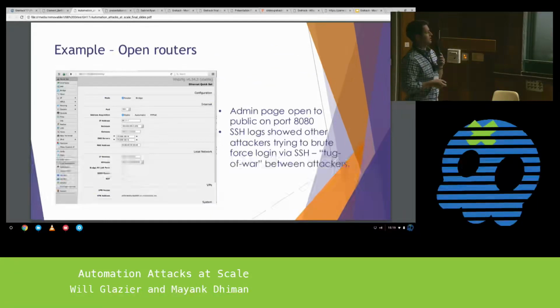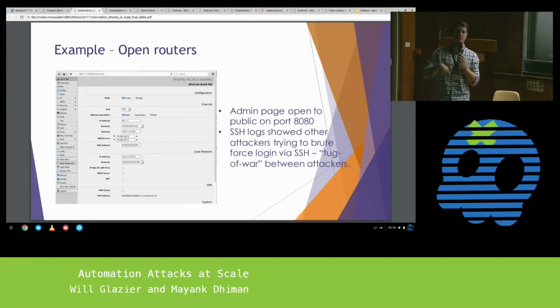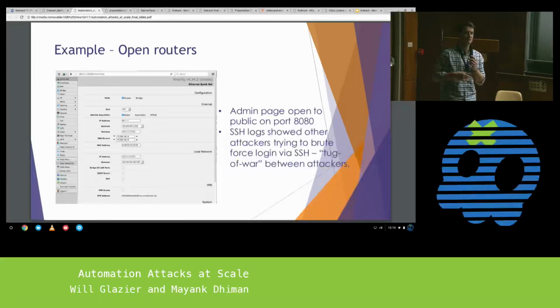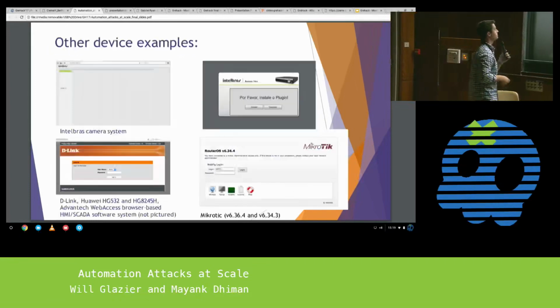We just went to port 8080 on one of the IP addresses, and it was wide open, the admin page. You could go through the SSH logs and actually see that other attackers were trying to brute force log into this device to try to take it over. It was a bit of a tug of war between the two attackers. They wanted to commandeer it for themselves to resell to others.